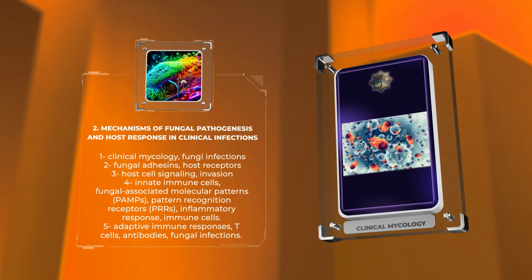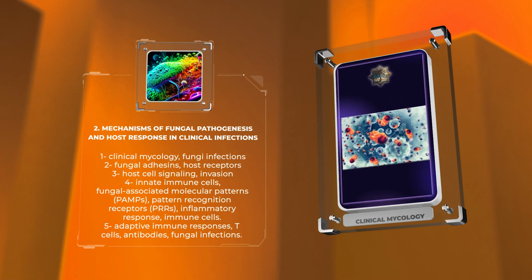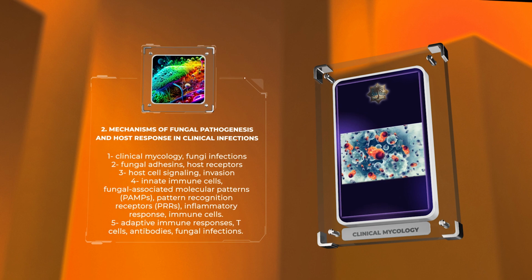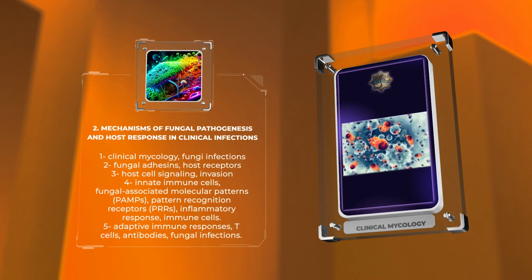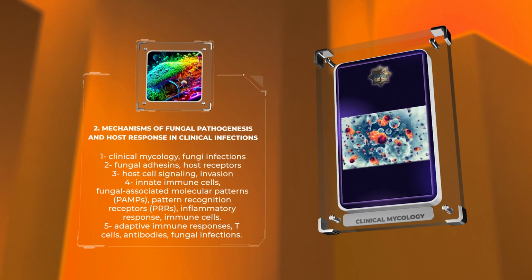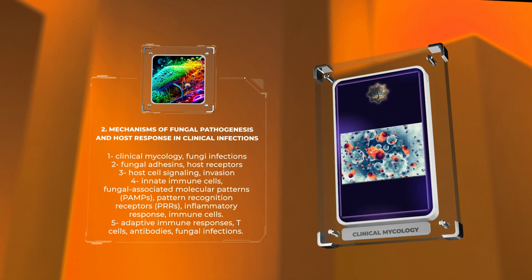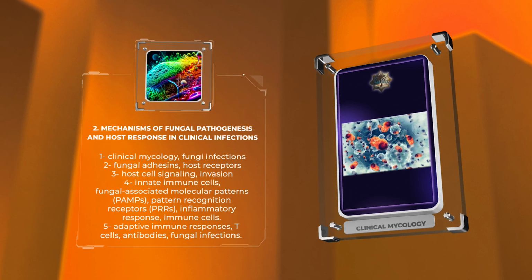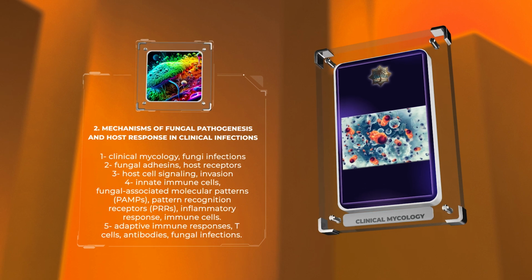Host defenses include innate immune cells recognizing fungal-associated molecular patterns, PAMPs, through pattern recognition receptors, PRRs. This initiates an inflammatory response and recruits additional immune cells. Adaptive immune responses involving T cells and antibodies also control fungal infections.